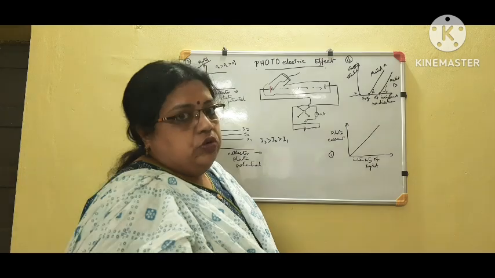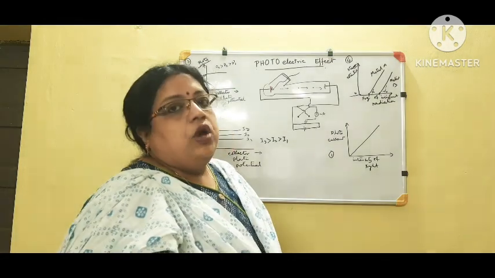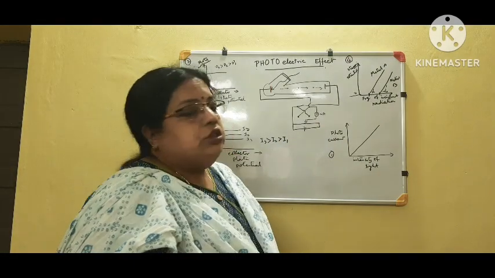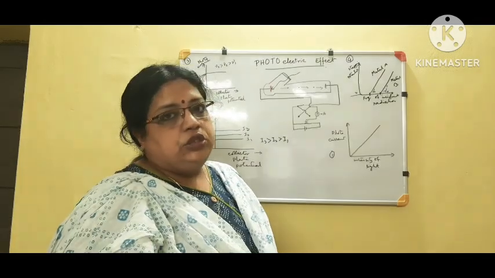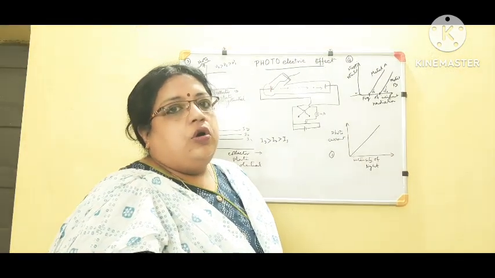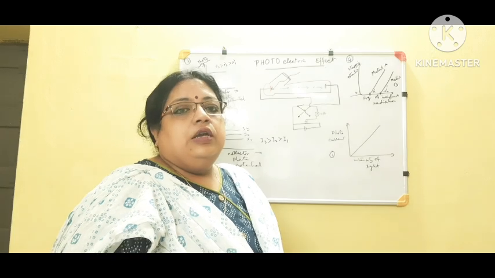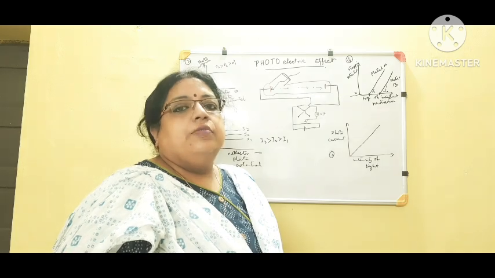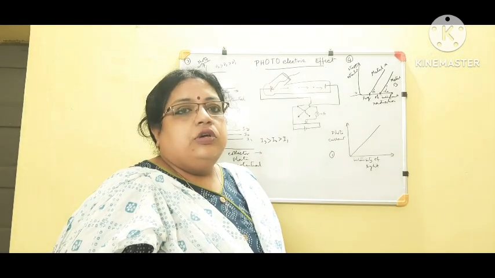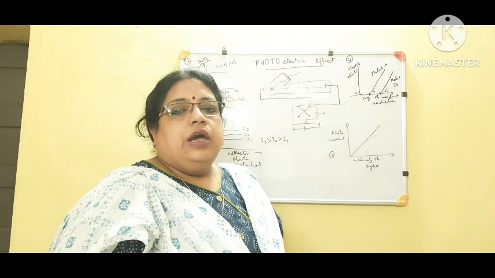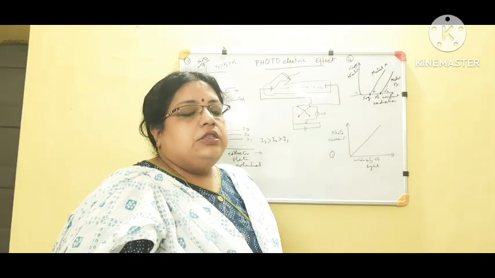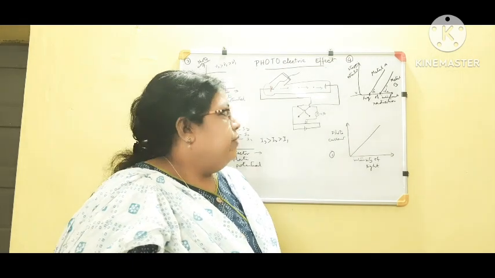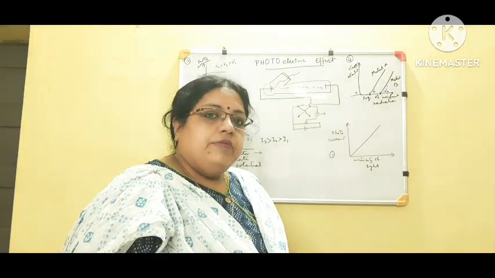If light of frequency nu0 is incident on metal B, no electrons will come out. You can see in the graph that nu0 prime is greater than nu0. So metal B requires a minimum frequency of nu0 prime, otherwise emission is not possible. But if nu0 prime is given on metal A, then emission is possible.